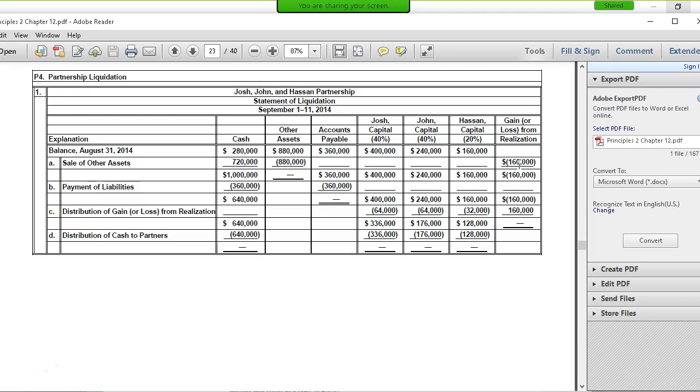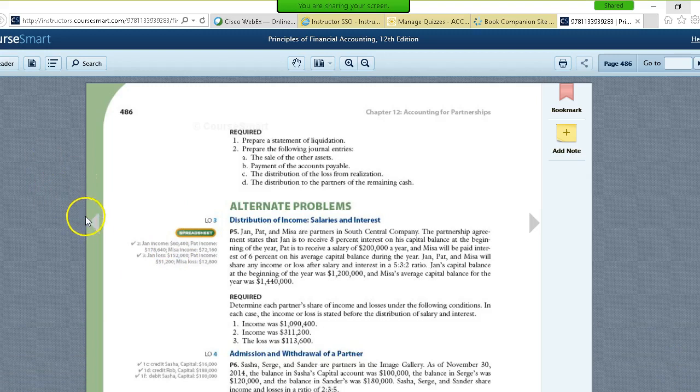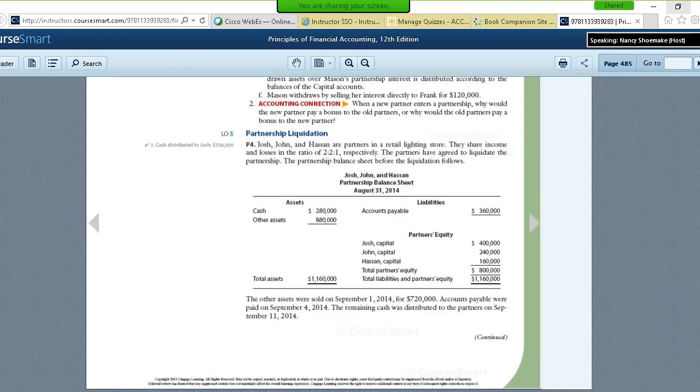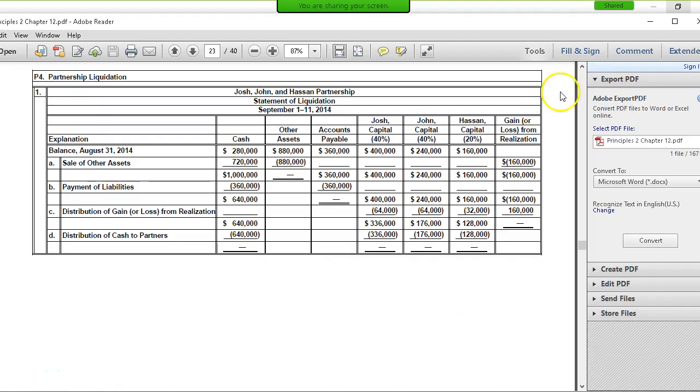As you see, the partners' allocation, I believe, oh boy, let me look. I can't remember. The partners' allocation 2 to 1. So 2/5 is going to be allocated as the loss to Josh, 2/5 to John, and 1/5 or 20% to Hassan. So this loss of 160, 2/5 is going to be distributed to Josh, 64,000. 2/5 or 64,000 is distributed to John, and 20% is distributed to Hassan. So their new capital balances are the 400 minus the 64, 336, the 240 minus 64, 176, the 160 minus 32, or 128.